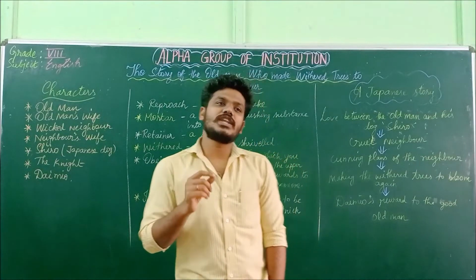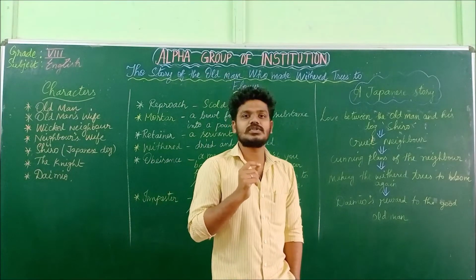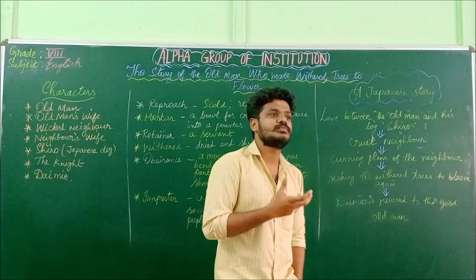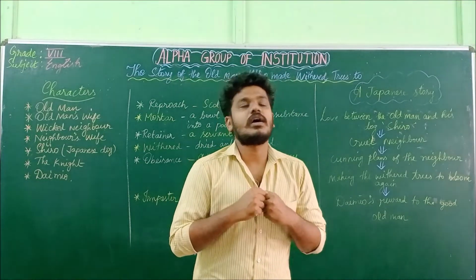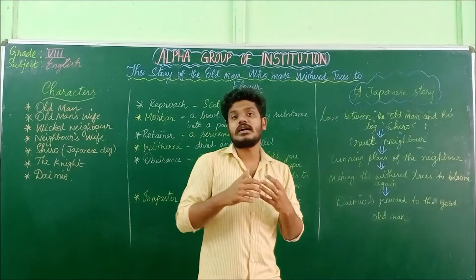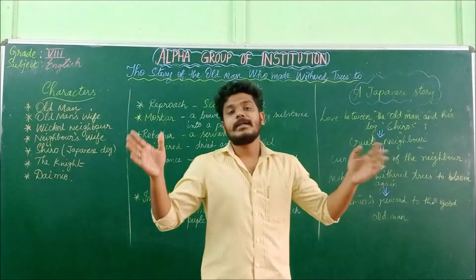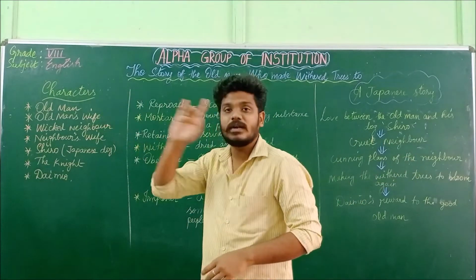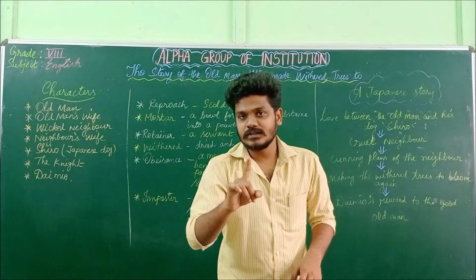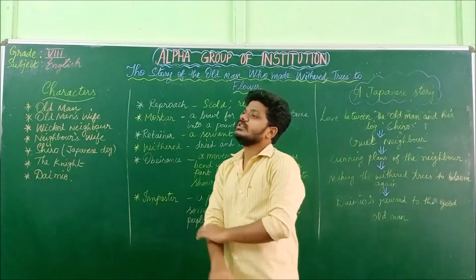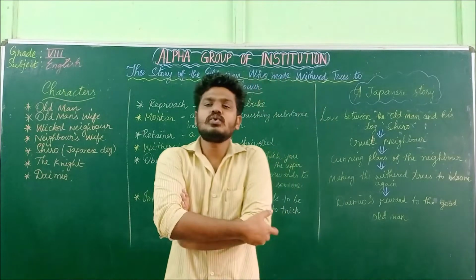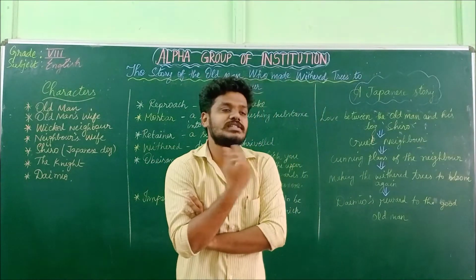The old man was very sad at this news, because the dog was their dearest part of the rest of the world. The old man and his wife had only a piece of land and a dog. They didn't even have children. So this made the old man very emotional, and he started crying.